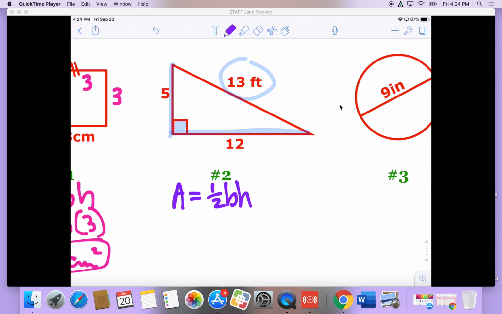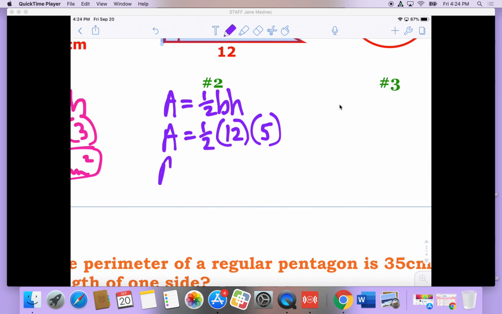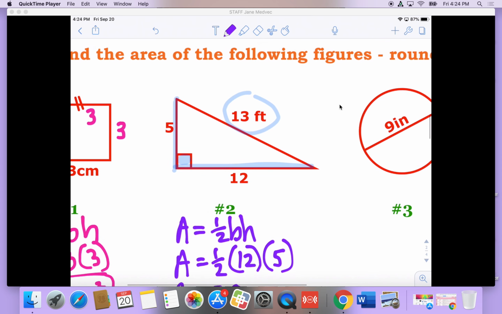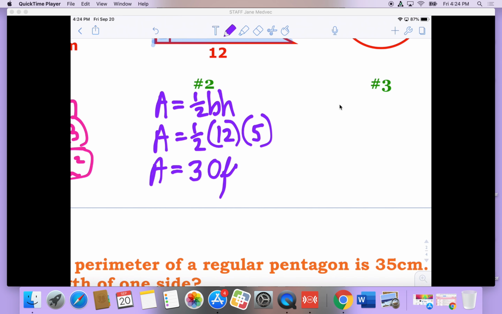And so what I'm going to do is I'm going to grab area equals 1/2. My base is 12, and my height is 5. Notice that again, I'm using those parentheses. Area equals, I can plug in my calculator, and I end up with 30. So it's 30, and it's going to be feet with a little 2, meaning that I'm dealing with area.